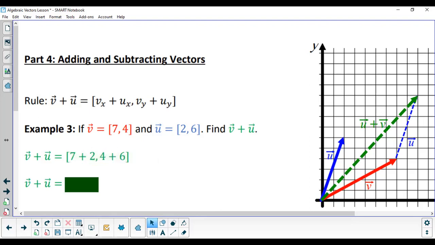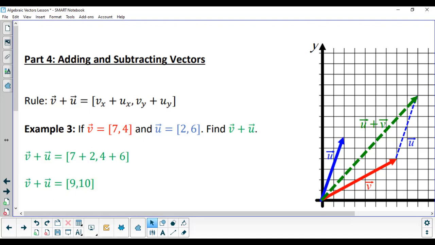But this time we don't have to rearrange and we don't have to solve using a diagram. Basically, within your square brackets, you're going to be adding your horizontal components. So 7 plus 2, that's my horizontal component. My vertical component of each vector is 4 and 6. So I'm going to add those. And that gives me the point, the tip of my resultant.